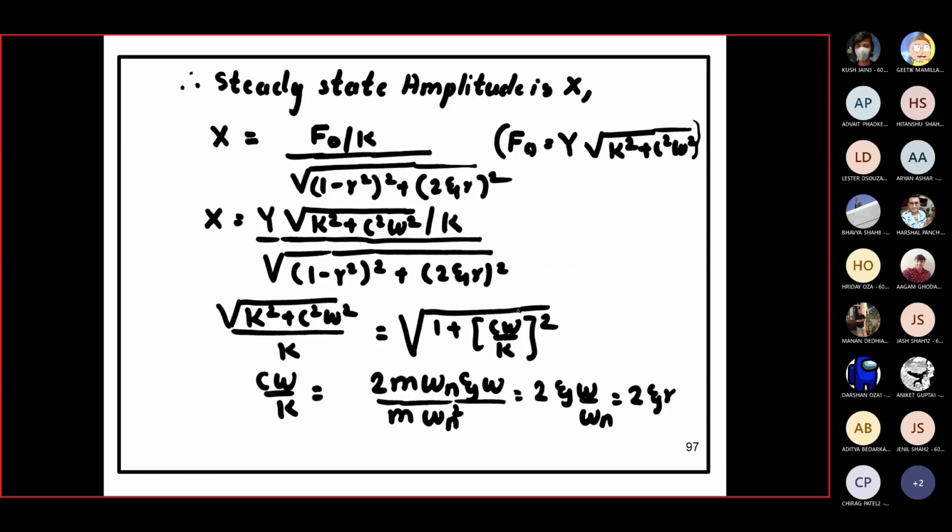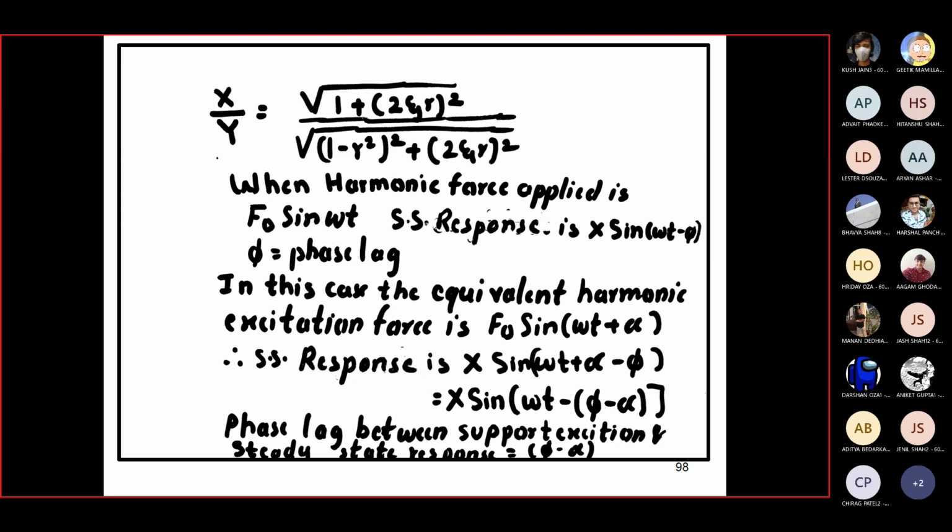So I can say that F0 is Y square root of k square plus c square omega square. So X is equal to F0 by k, and again I can write it in the format, and this whole thing simplifies, and the numerator becomes 1 plus (2 zeta r) whole square: X divided by Y is equal to square root of 1 plus (2 zeta r) whole square, divided by (1 minus r square) whole square plus (2 zeta r) whole square. Okay. Any questions?